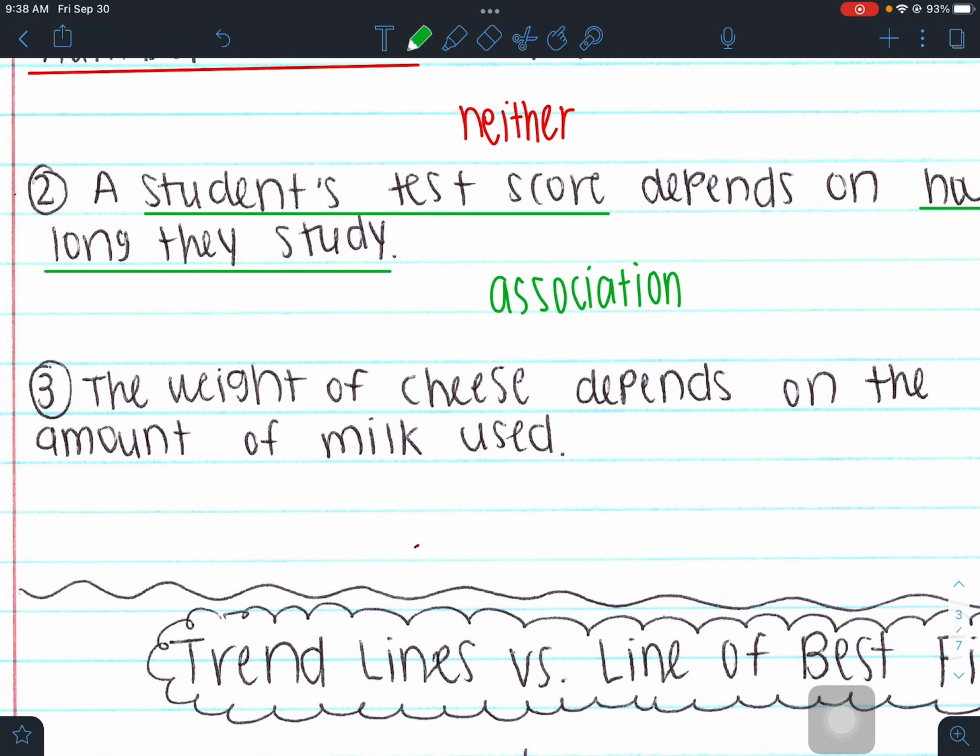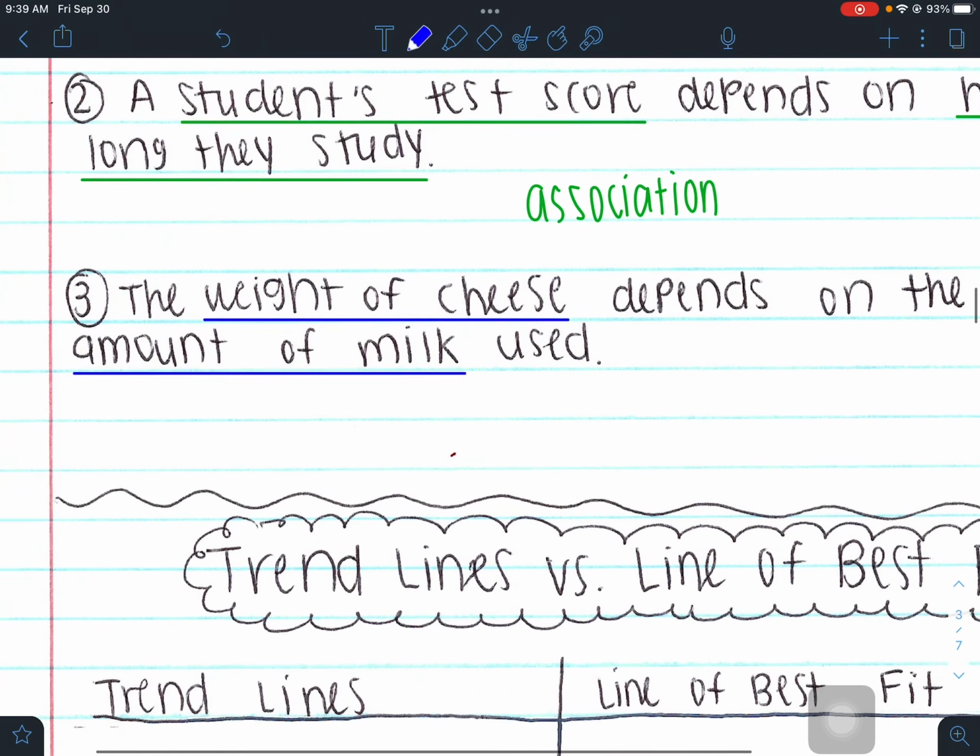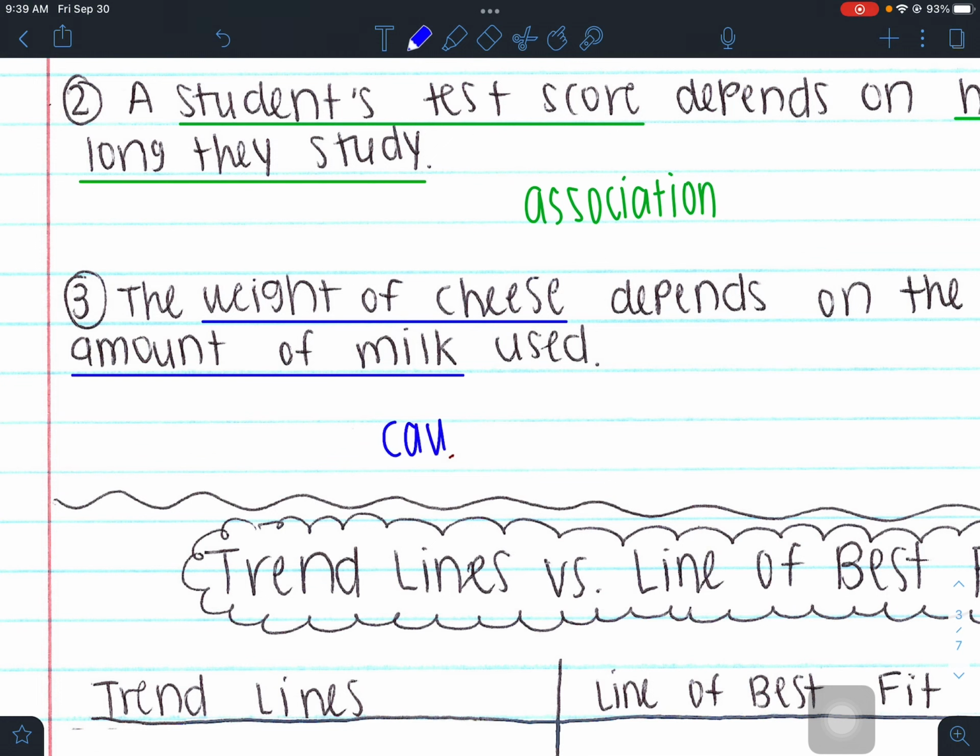And then lastly, the weight of cheese depends on the amount of milk used. Well, let me go ahead and underline this. The weight of cheese depends on the amount of milk used. If I use a lot of milk, I make a lot of cheese. If I use less milk, I make less cheese, because it would just depend on how much milk I use. So if I use like 20 gallons of milk, I'm probably going to produce more cheese. But if I use 1 gallon of milk, I'll be producing less cheese. No matter what, though, I'm going to be producing cheese in whatever quantity depending on how much milk I decide to use. Now, this is a situation where you do have causation.